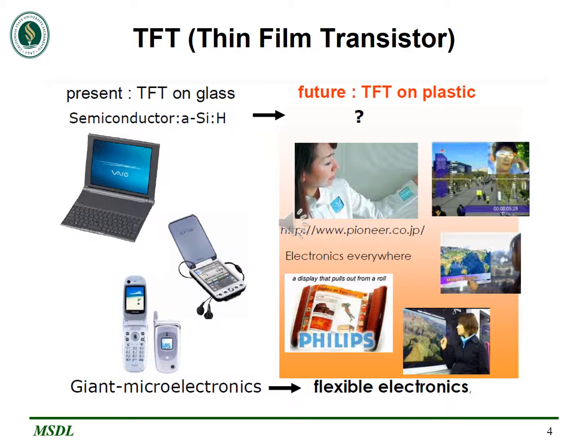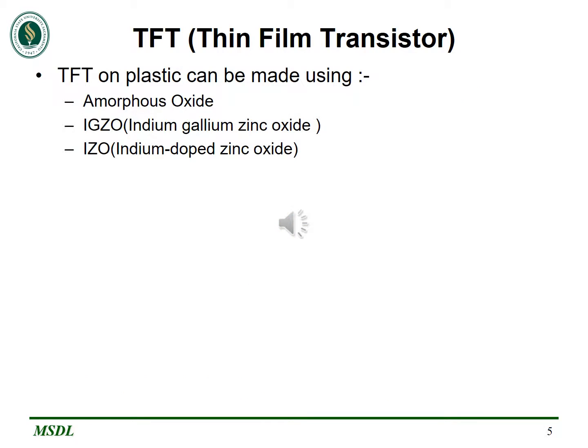And so what would be the material which we want to use to make thin film transistors on plastic? Thin film transistors on plastic can be made using materials such as amorphous oxide. Then the other is IGZO, or we can call it indium gallium zinc oxide. And also there is another material known as IZO, that is indium doped zinc oxide.